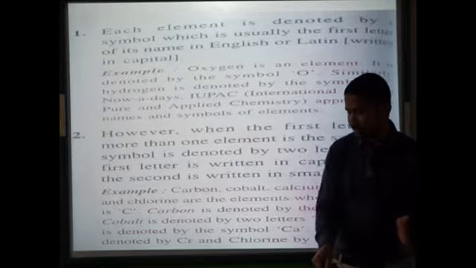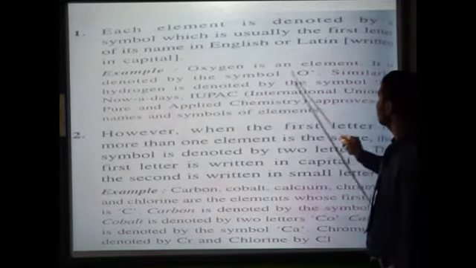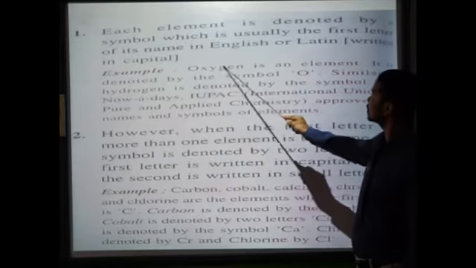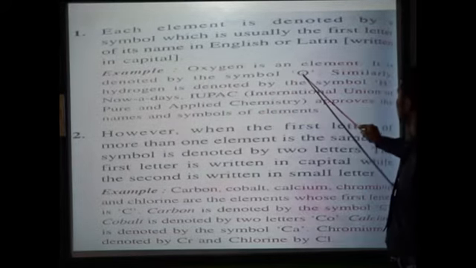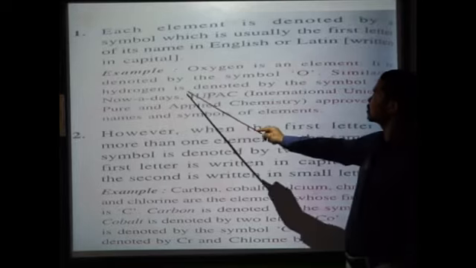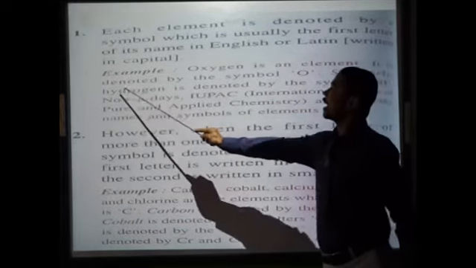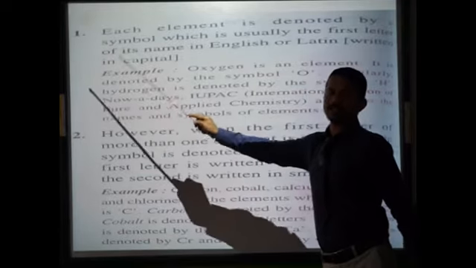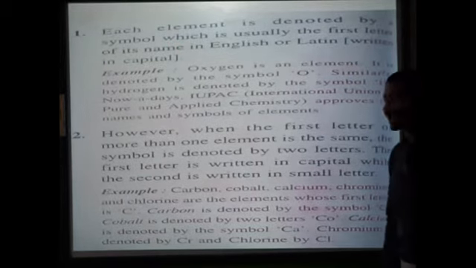You can see the example here. Oxygen is an element, it is denoted by the symbol O. So oxygen, what is the first letter? O, and the symbol for oxygen is O. Similarly, hydrogen is denoted by the symbol H. The first letter of hydrogen is H, but for the symbol it has to be in capital. First letter has to be in capital.